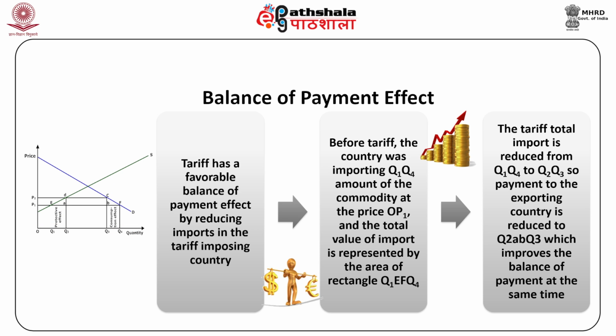As a result of the tariff, total imports are reduced from Q1, Q4 to Q2, Q3. So, payment to the exporting country is reduced to Q2, AB, Q3, which improves the balance of payments. At the same time, the government gets revenue equal to ABCD.